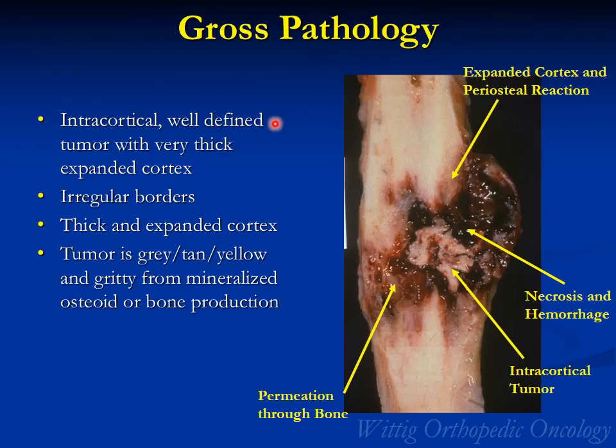This is the gross pathology of an intracortical osteosarcoma. It's a fairly well-defined tumor, has irregular borders, and the tumor can be gray, tan, yellow, and gritty from mineralized osteoid production. There's necrosis here also, indicative of its high-grade nature. So, expanded cortex, necrosis and hemorrhage, intracortical tumor, and permeation through the bone. You see over here where it's permeated, almost causing a moth-eaten pattern, which is a sign of malignancy.